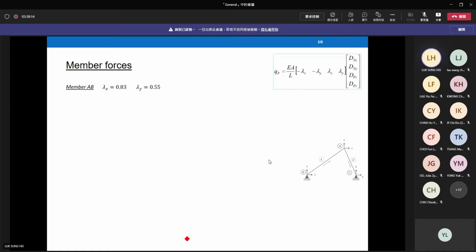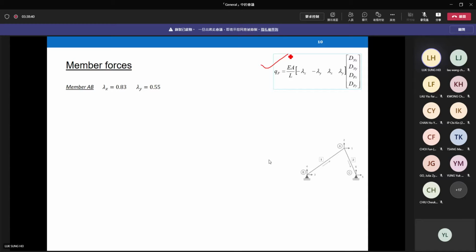Finally, you are asked to find out the member actual force. We have two members. Again, in this question, because I did not ask you to find out reactions, we have no reactions. So I use this equation to find out the member actual force. I just asked you to find out displacement and member actual force.